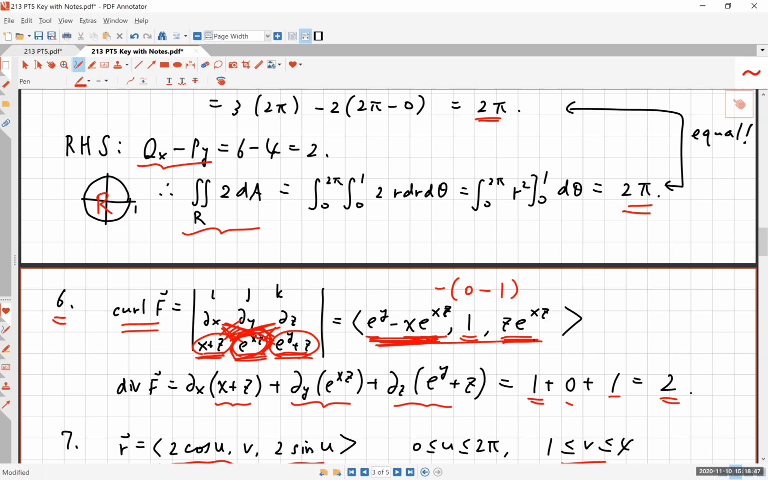All right, the divergence: you take the first component and take the partial of that with respect to x, that's 1. And then the partial of e to the xz with respect to y, but there is no y in here, so the middle term will be 0. The last term, the partial of e to the y plus z with respect to z, is clearly 1. 1 plus 1, the divergence happens to be just 2.